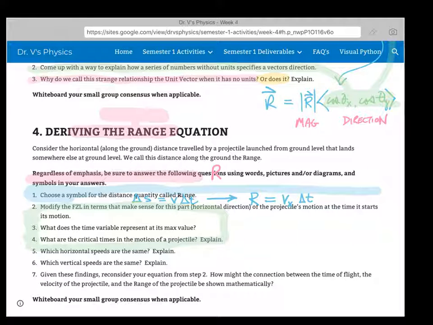Critical times in the motion of a projectile, those are going to be the starting and ending points. Of course, the critical times in the motion of anything will always include beginning and end, but for a projectile, at the peak height. Because at the peak height, I get a maximum in the y direction. Okay? It's also going to be half the range if it's ground level to ground level flight. Okay, so that'll come from your reading. Which horizontal speeds are the same? Well, all of them, as we determined.